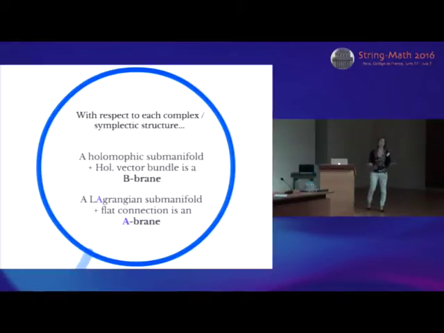We're going to say that a holomorphic submanifold with a holomorphic vector bundle is a B-brane, and that a Lagrangian subspace together with a flat connection is an A-brane. Now, this is roughly speaking. There are more branes than the ones that I'm taking here, so that's why this is not a definition. We're just taking in this direction the statements.